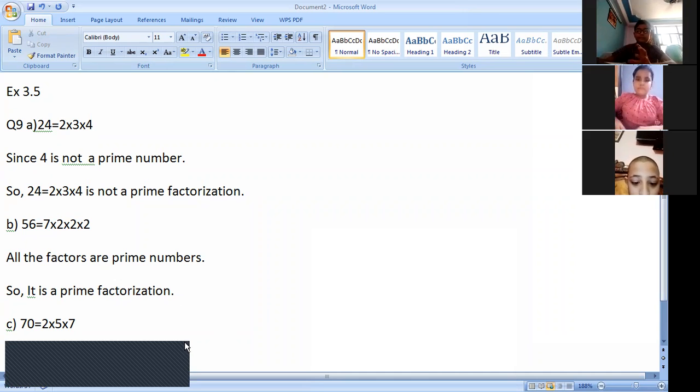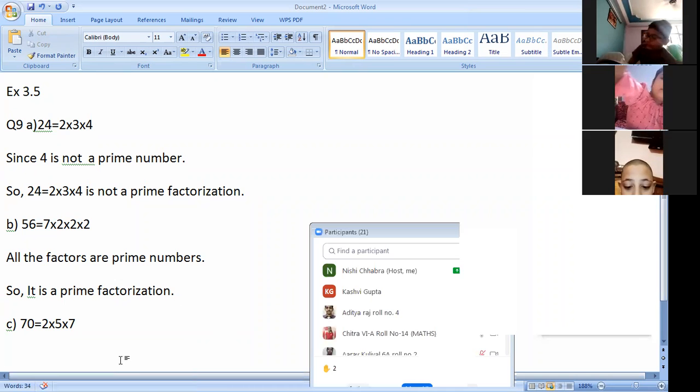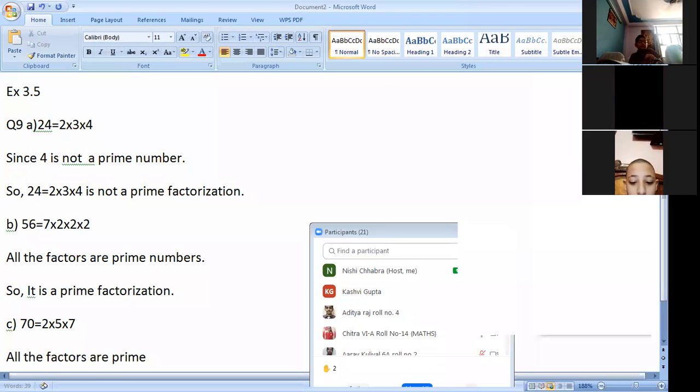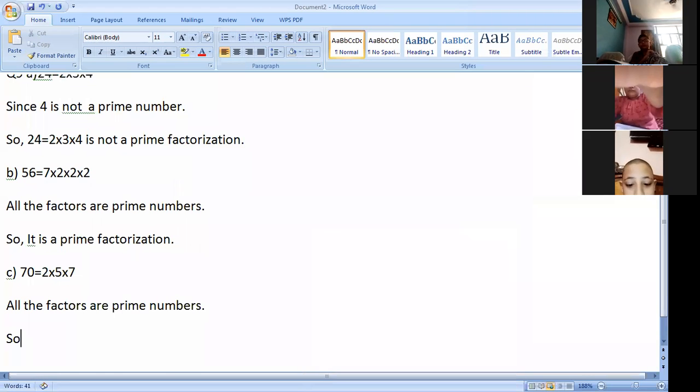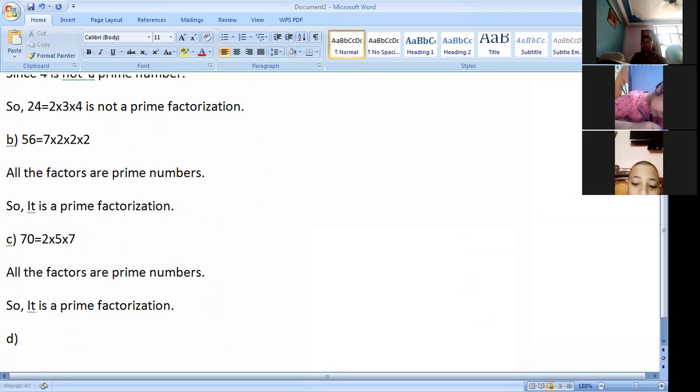Clear? Yes, ma'am. So we'll write here also again, all the factors are prime numbers, so it is a prime factorization. Let's move to the D part.